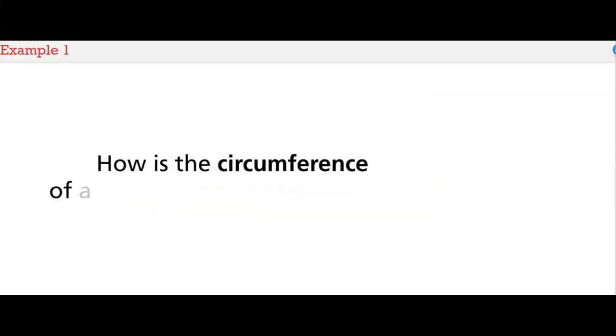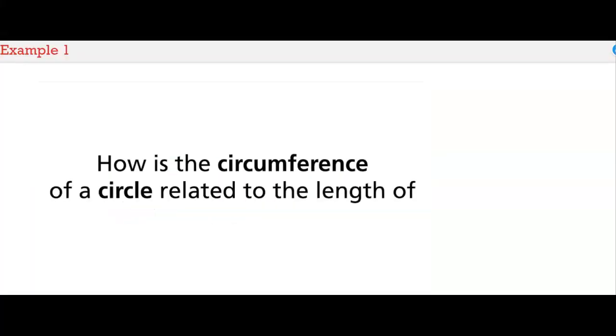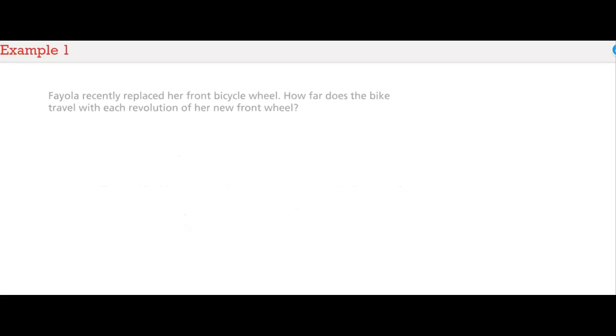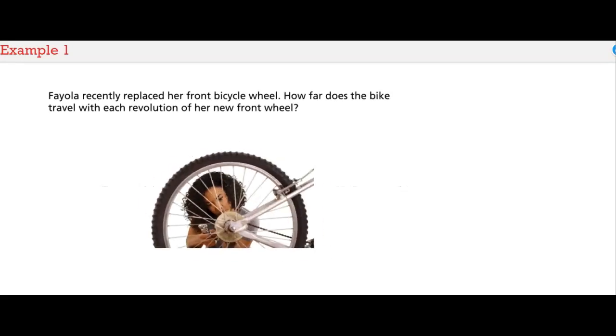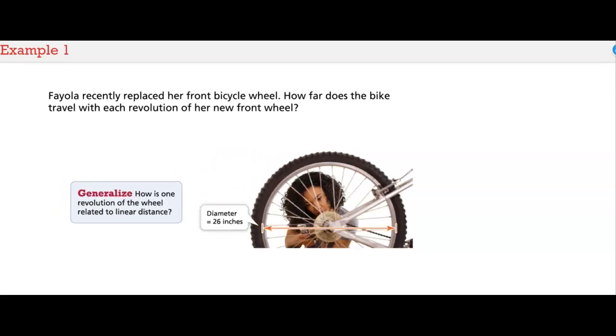How is the circumference of a circle related to the length of its diameter? Think about this question during the lesson. Fayola recently replaced her front bicycle wheel. How far does the bike travel with each revolution of her new front wheel? The diameter of the wheel is 26 inches. How is one revolution of the wheel related to linear distance?